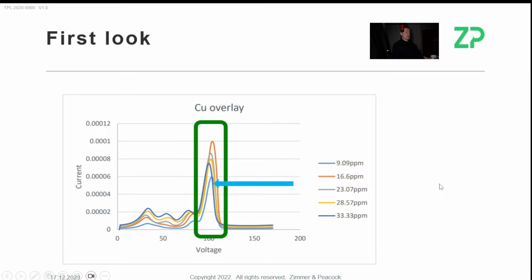As I say, this is the 9 ppm data. This is the 33 ppm data. This is the 28 ppm data. This is the 23 ppm data. And this is the 16 ppm data.